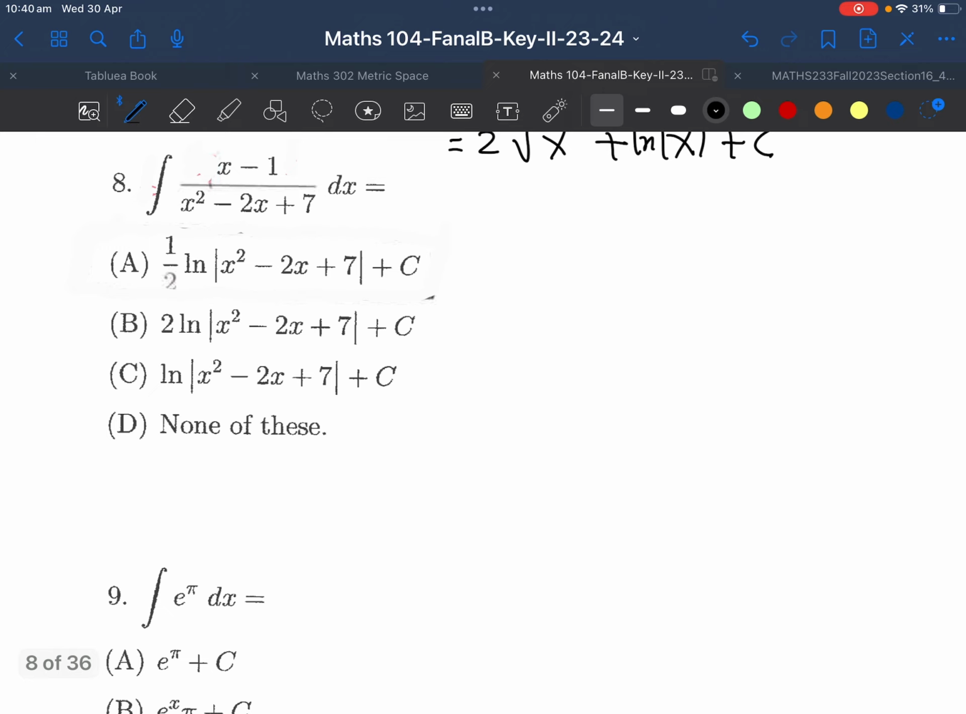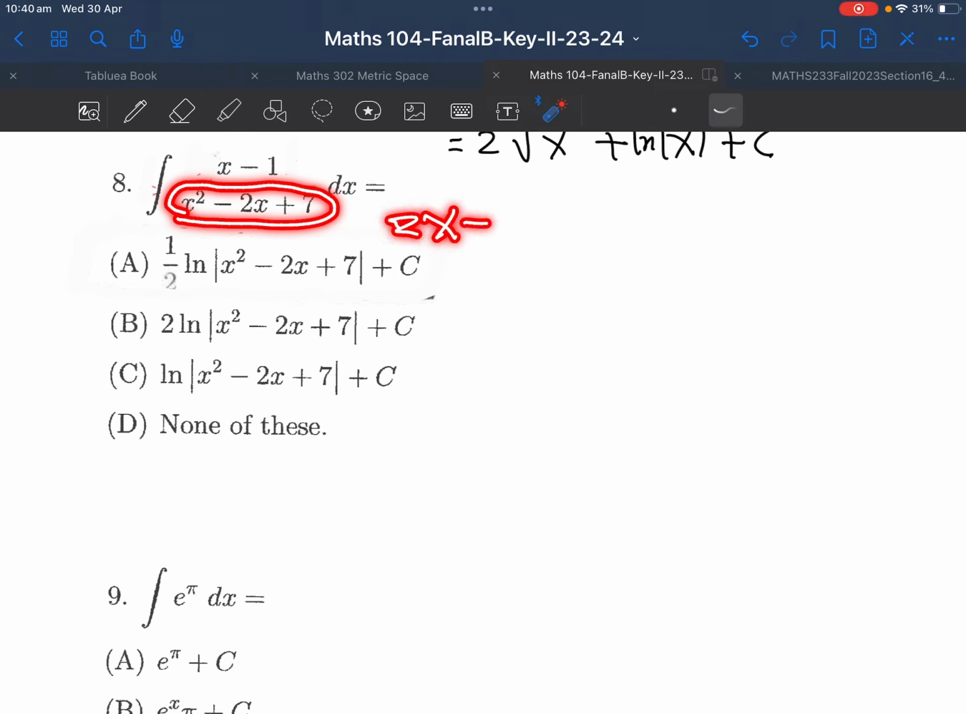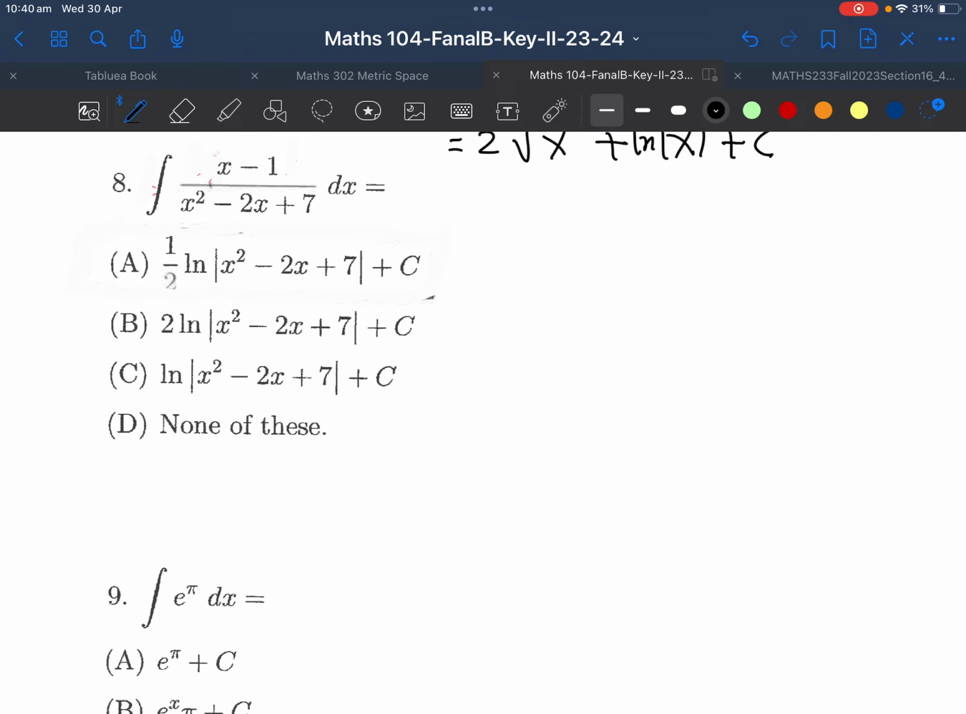Question number 7, we ask ourselves, what is the derivative of the denominator? It is 2x minus 2. I don't have it here. So what we will do for this question, I will add the 2, which is the one I need.